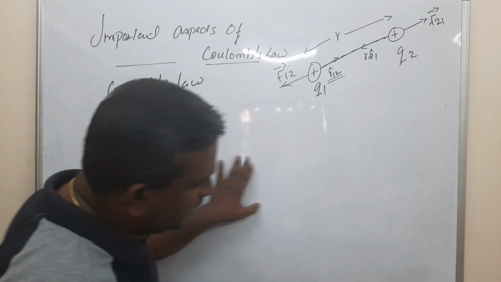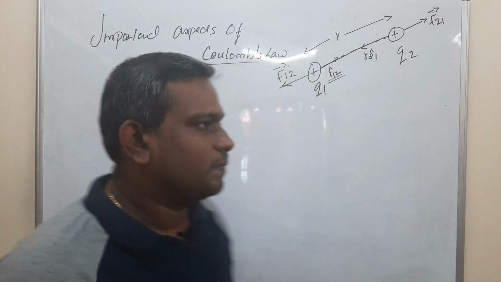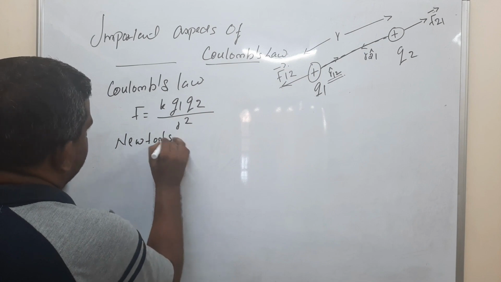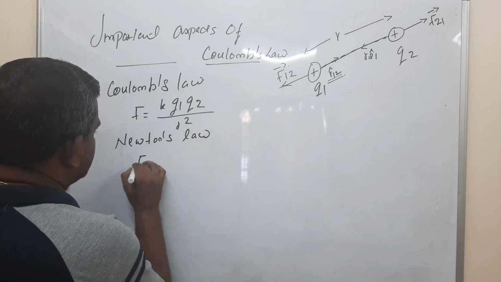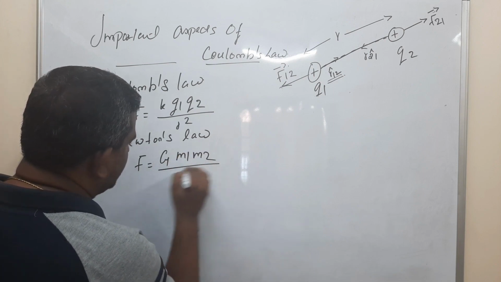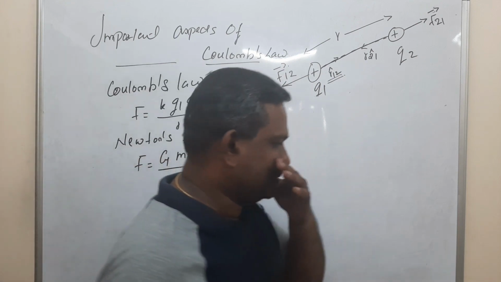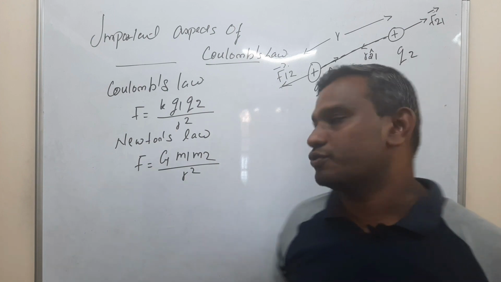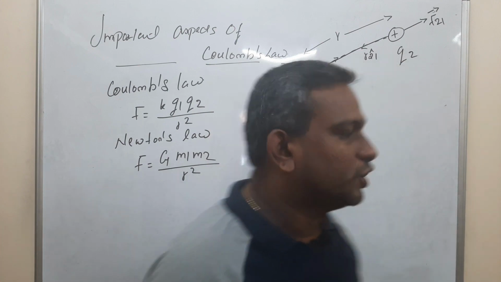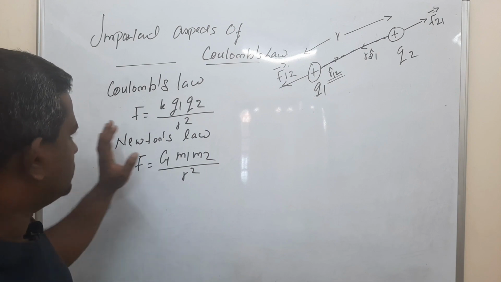In 11th standard we studied Newton's law of gravitational force, Newton's law of gravitation. F is equal to G into m1 m2 by R square. The force of attraction between two masses is directly proportional to the product of the masses and inversely proportional to the square of the distance between the two masses. Now if we compare these two lines, we have some similarities.